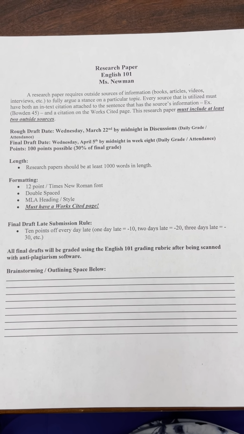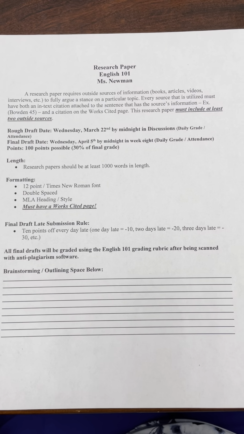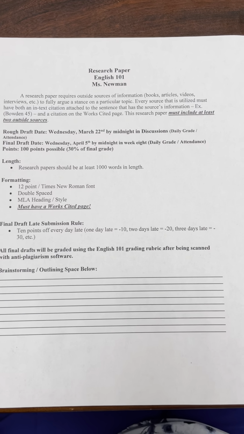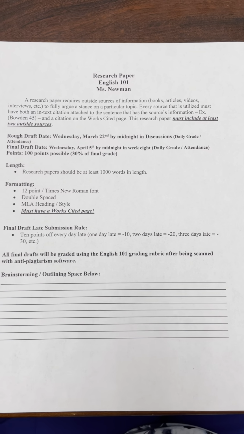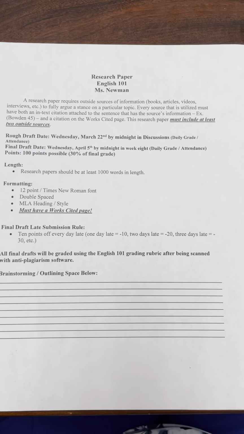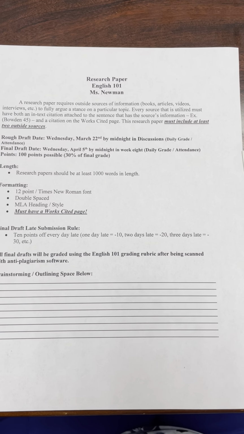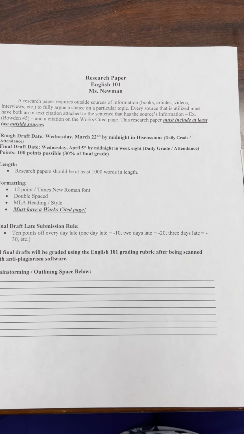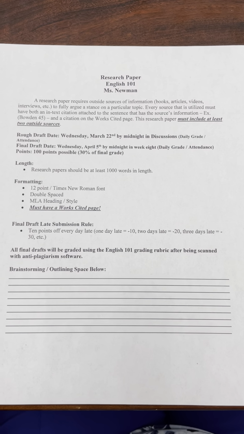So whenever you use outside sources, you must have that in-text citation at the end of the sentence. If you didn't know the information within the sentence before you read the source, put that in-text citation, the parentheses at the end of the sentence, and a completed citation on your works cited page. So if you have any questions, please let me know.